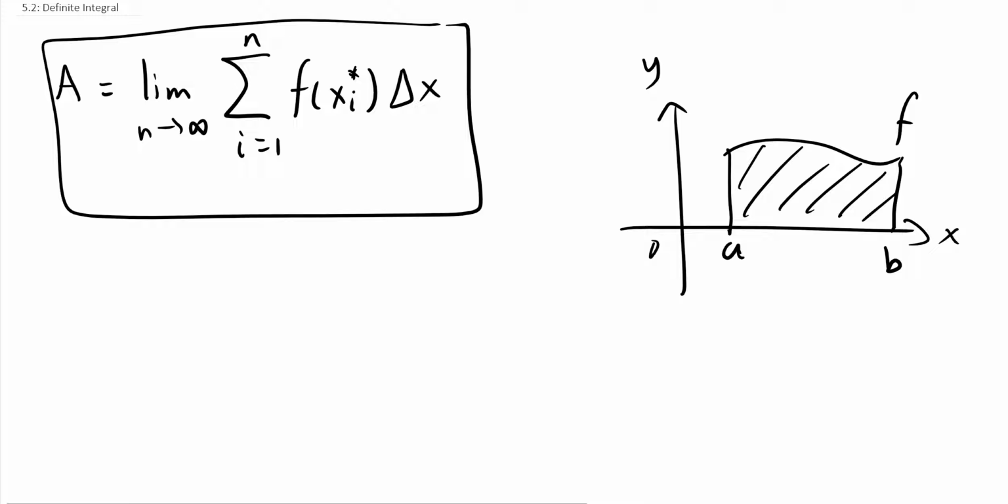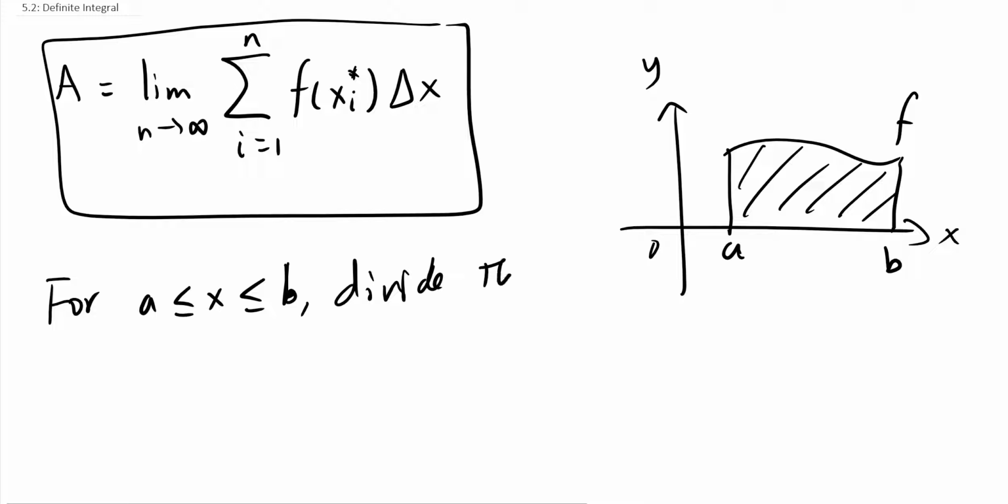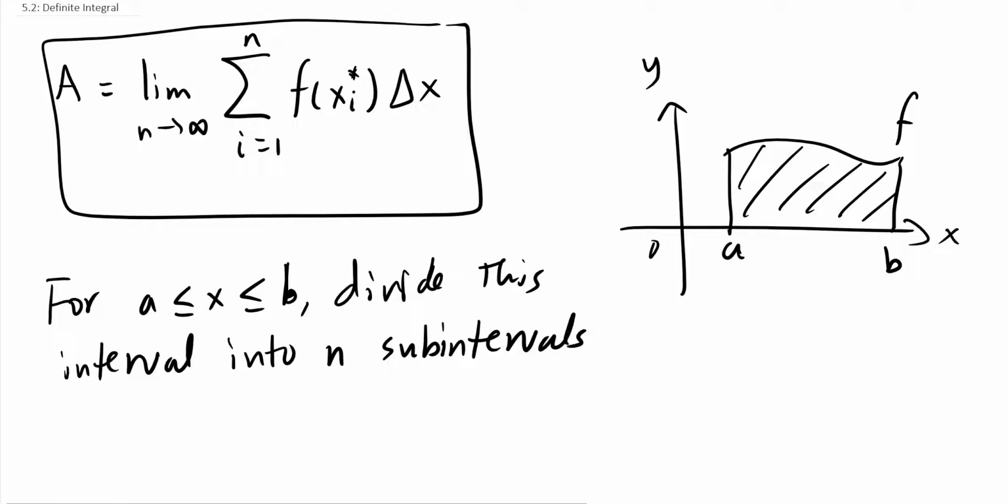So we can write that down for x from a to b. We have x is given a to b. We divide this interval a to b into n subintervals with delta x equal to b minus a over n. All this from the previous section.